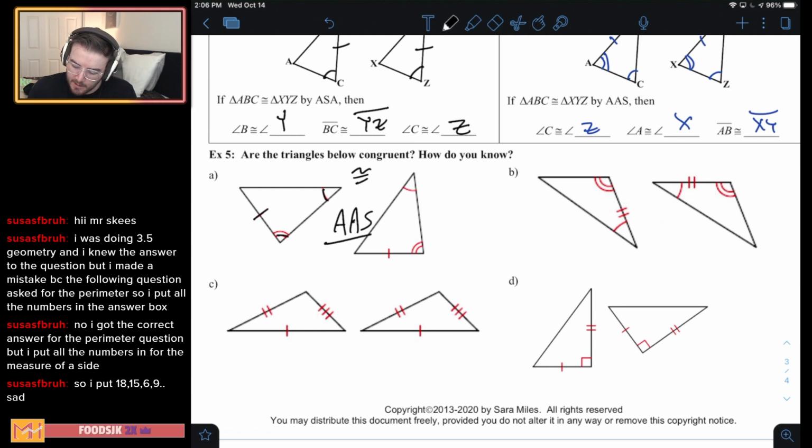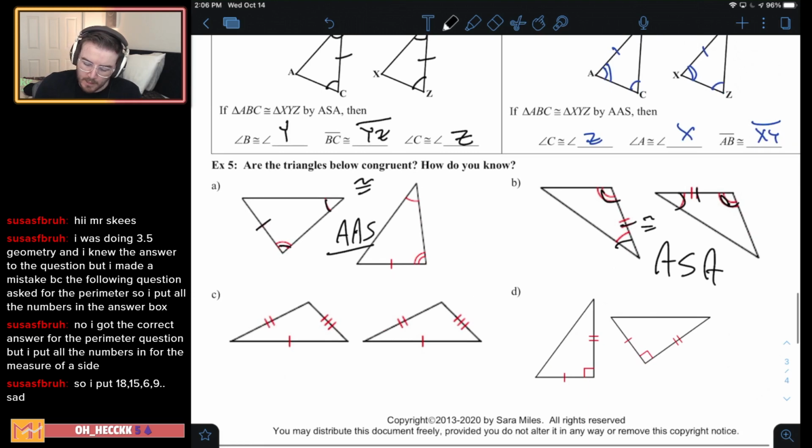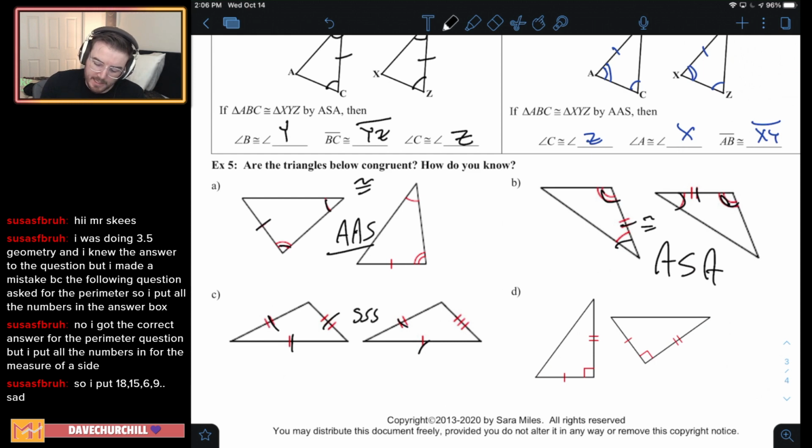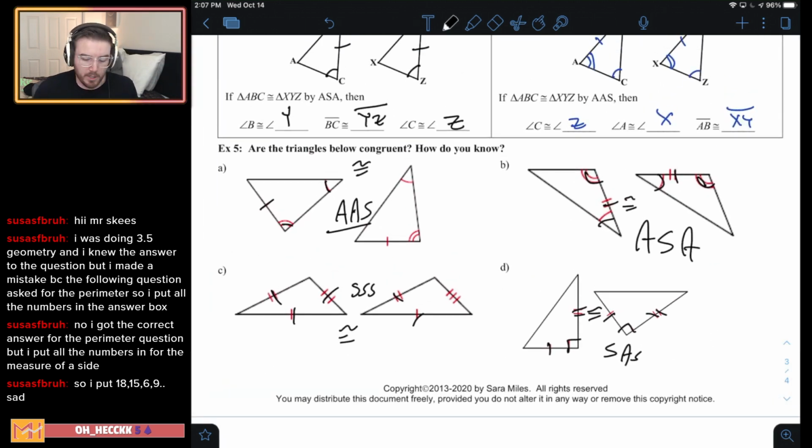What about this? Angle, side, angle. Yeah. Those are also congruent by angle, side, angle. All three sides are the same? Okay, that's congruent by side, side, side. And this is side, angle, side. That's congruent by side, angle, side. So all four of these were congruent.